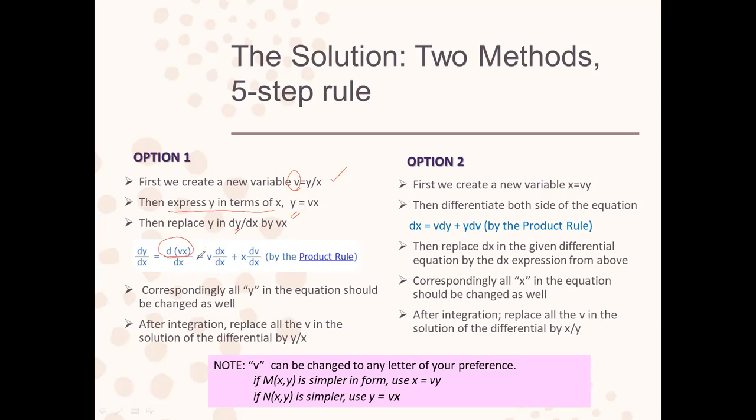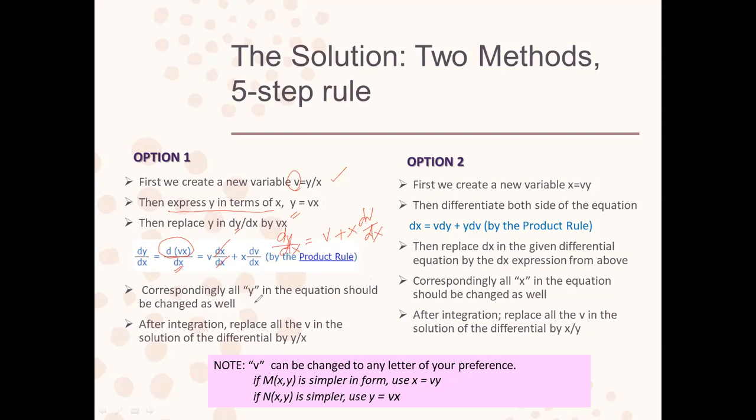Your EMA 101 taught you how to do the product rule of differentiation: first term times the derivative of the second plus the second times the derivative of the first, with respect to dx, of course, because your denominator is the differential of x. In the process, you get to cancel the dx here. And in this particular substitution equation, now your dy/dx is equal to v plus x dv/dx. So the dy/dx in your original DE should be replaced by this, and the y should be replaced by vx. That would be now your step 4. Correspondingly, all y in the equation should be changed as well.